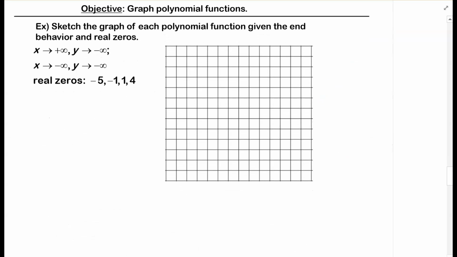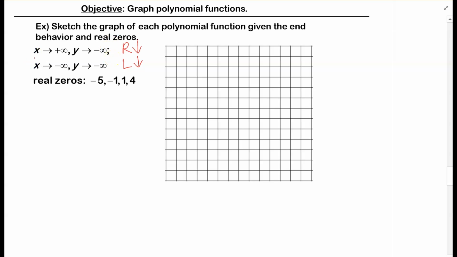I have x goes to positive. So x going to positive, that's the right side. Y goes to negative, means down. And then as x goes to negative, means the left side. Y also goes down. So it goes down because it's negative infinity. Okay? So notice the x's always tells you left and right, and then the y's tells you up or down.